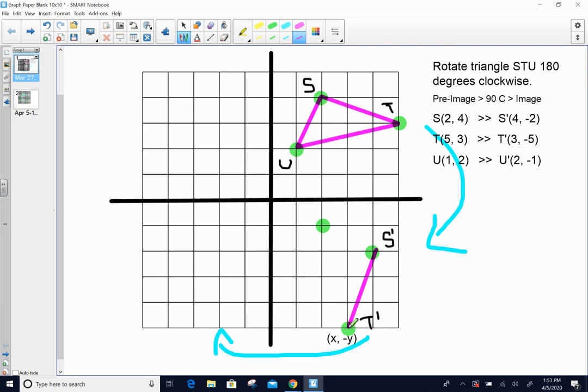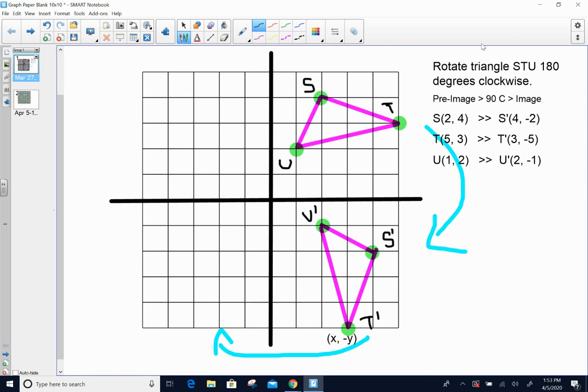And I will connect my points. I can also connect these two. There we go. And I want to make sure I write this as U prime. That kind of looks like a V. I apologize, it is a U. Bear with me. All right, so that would be how I rotate 90 degrees.